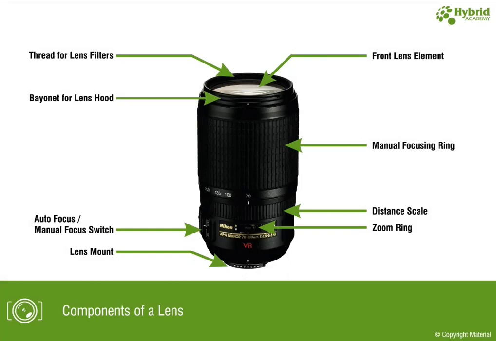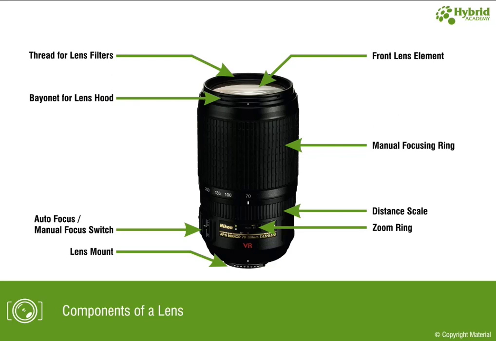Now going further, let's understand the components of a lens. So the very first thing we have in any lens is the front lens element. The edge on the side of it has two parts. The inner part has thread for various filters, whereas the external edge has a bayonet to attach the lens hood, saving the lens from direct light.